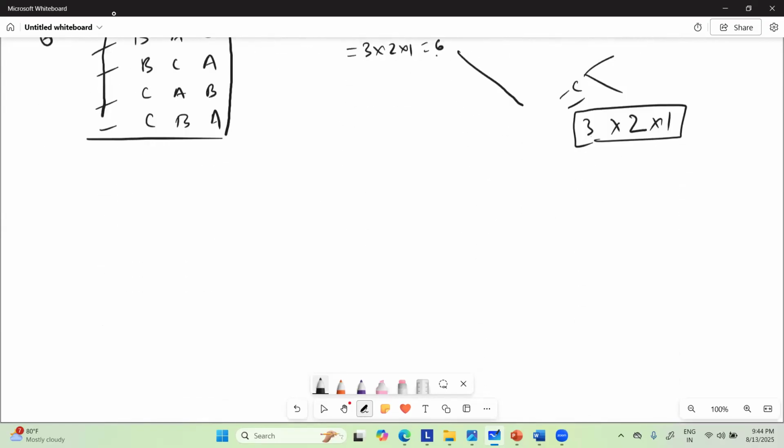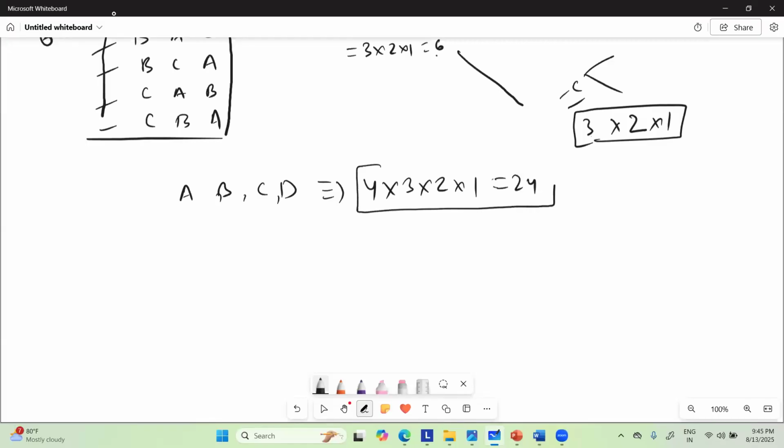So now, if there were 4 letters, there would be 24 ways. If we had A, B, C, D, we could have written it like 4 into 3 into 2 into 1, which is 24. And remember, here we were not repeating any letter twice. In case of repetition, it would have been a different number. That theory of multiplication is in the lecture I shared, so there must have been some discussion there.